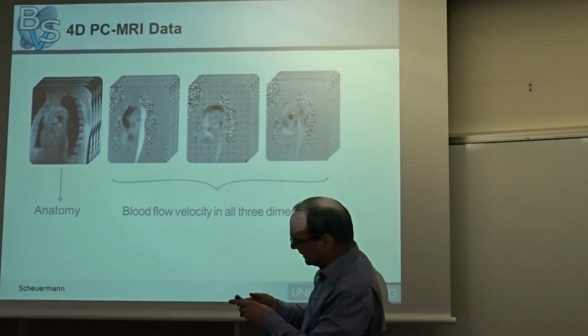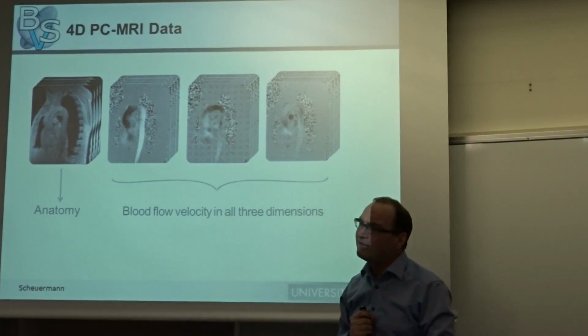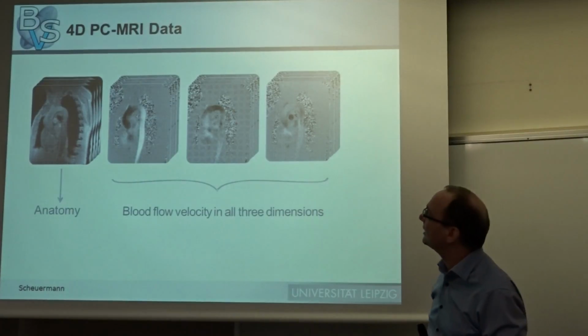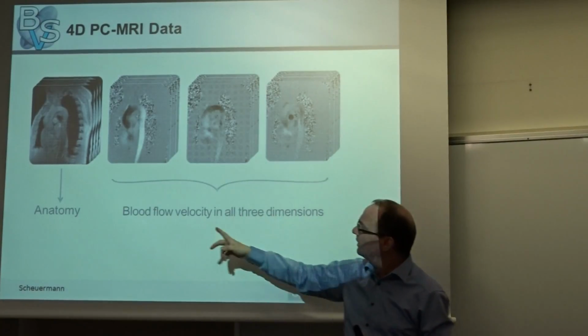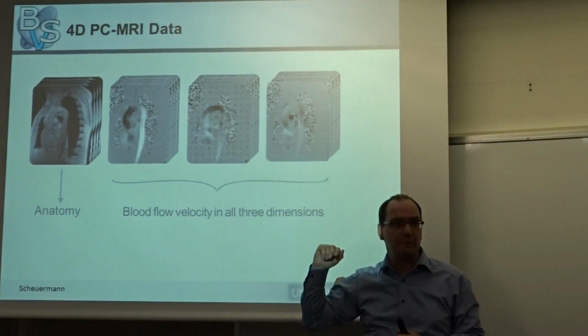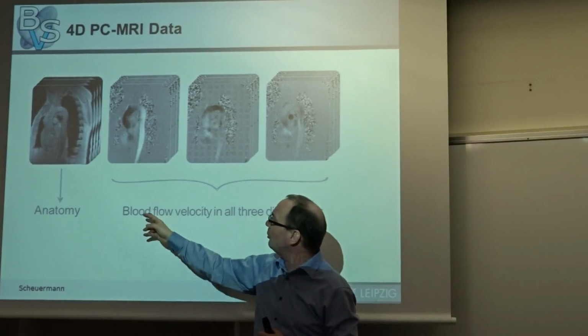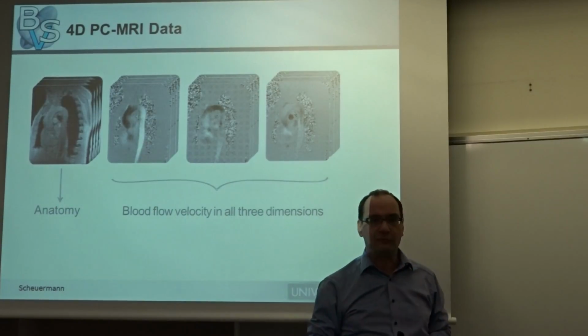But there is a variant, and that's four-dimensional phase contrast, actually, that allows you to calculate the velocity in all 3 dimensions. And here, of course, we're interested in blood flow.